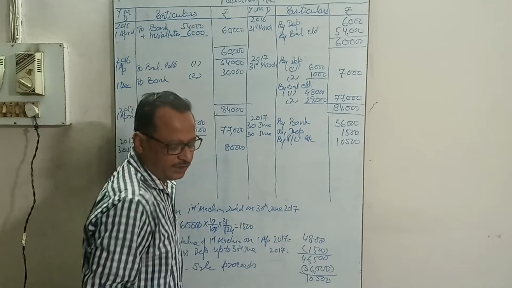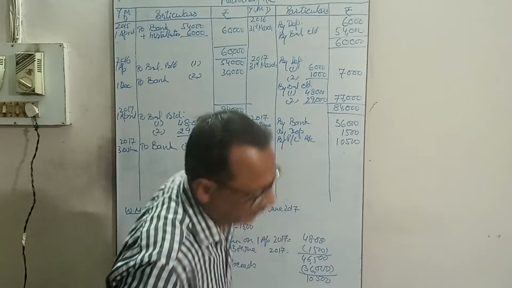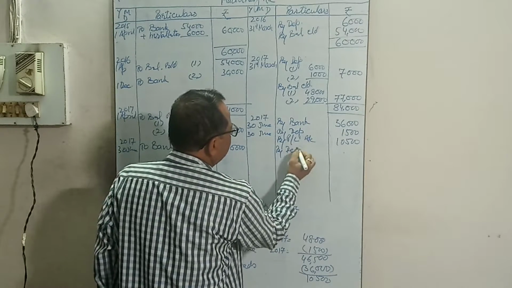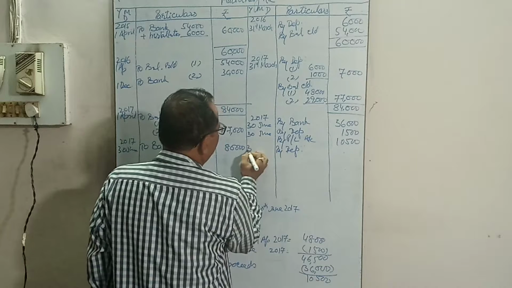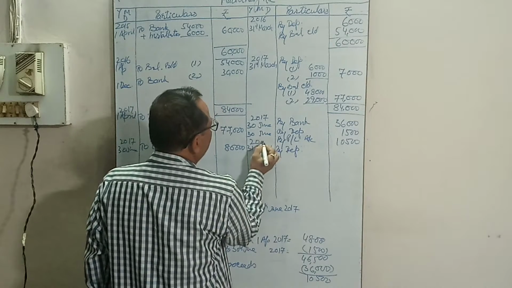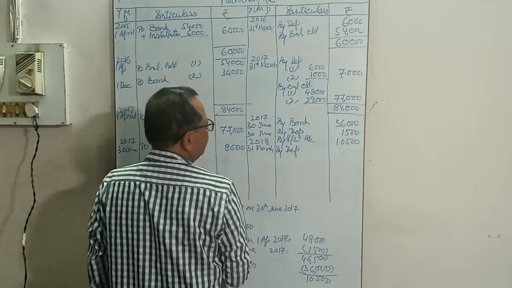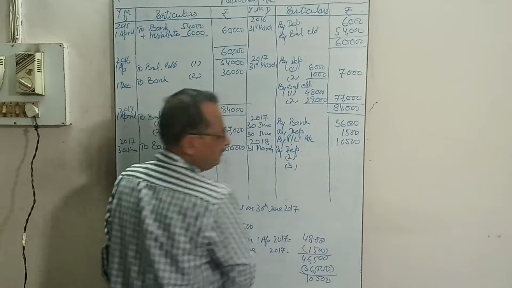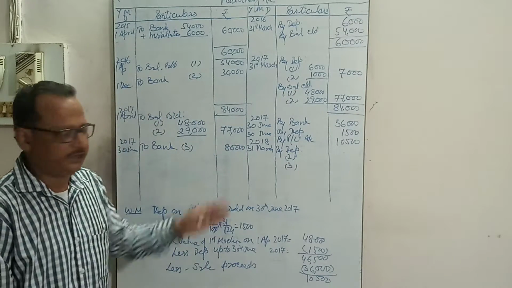Now charge the depreciation on it. Depreciation, by depreciation on 31st March 2018, second machine and third machine. Only these two machines remain.